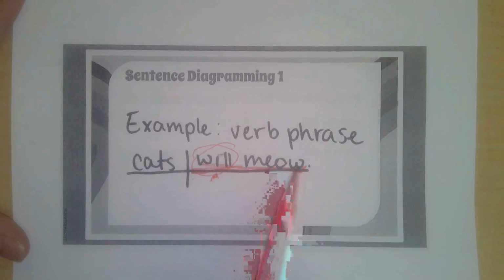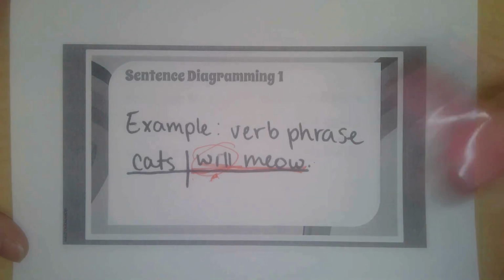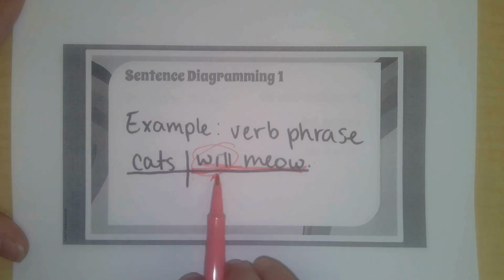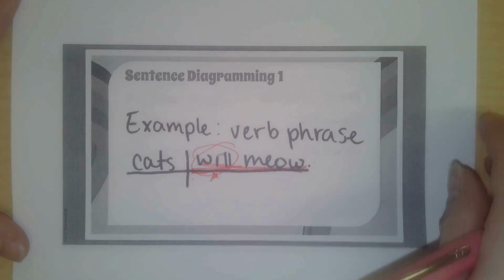This is one of the only times you will ever have more than one word on a section of a line like this. So again, we have our subject, cats, and now our helping verb and our main verb, will meow.